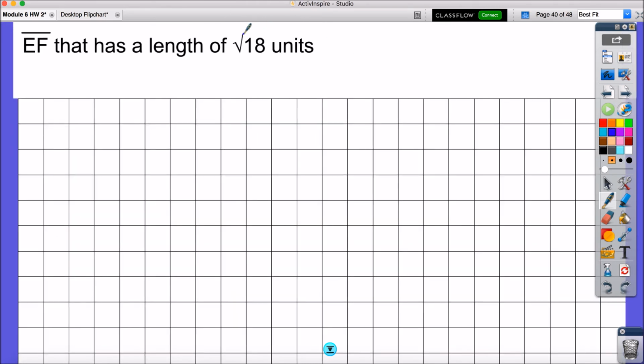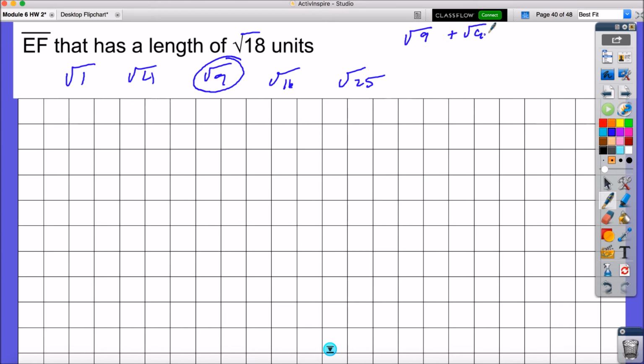If I have radical 18 and I look at my square roots, the square root of 1, square root of 4, square root of 9, square root of 16, square root of 25, which two of these when you add them will add up to 18? And that would be this one right here. So what we're going to do is take radical 9 plus radical 9, which is equal to radical 18. So we're going to do 3 and 3.